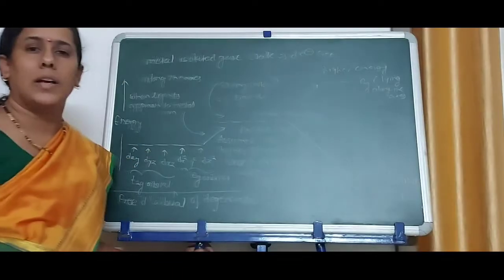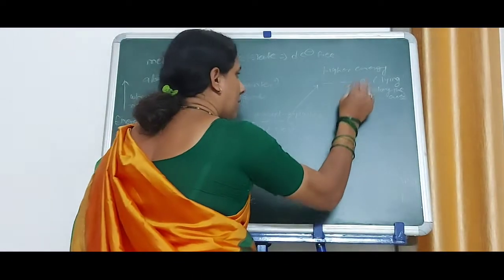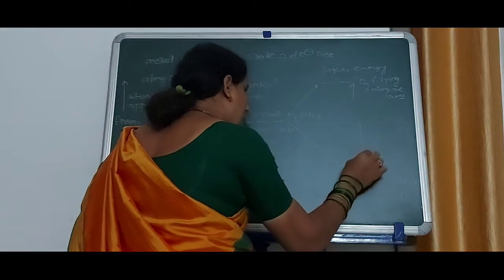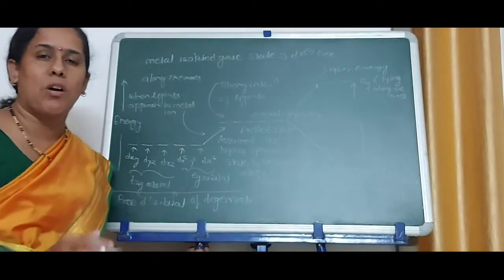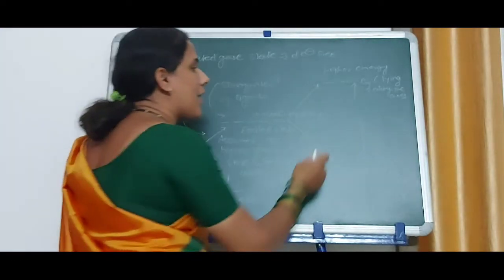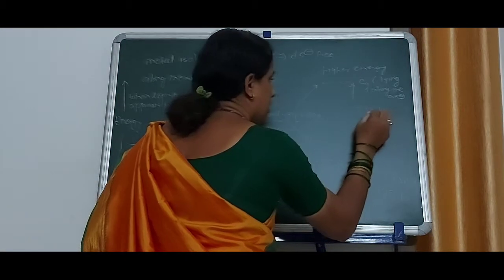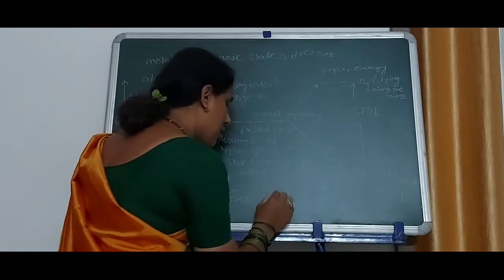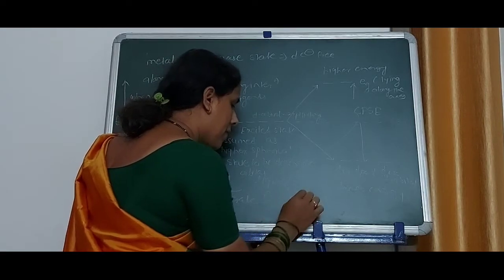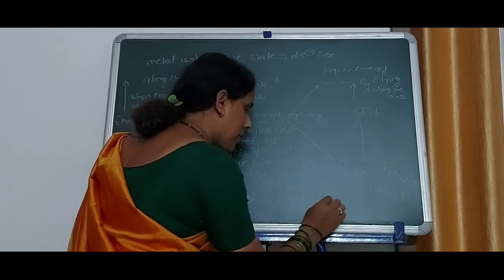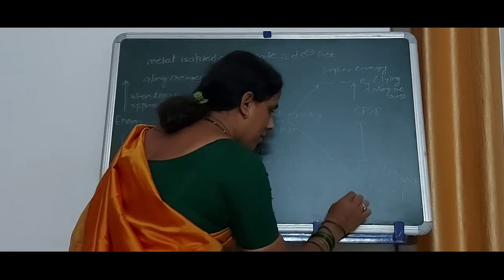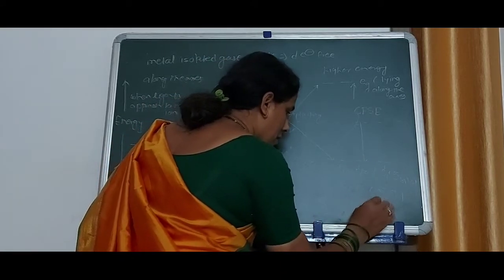Now, the gap between the two separations of the 5 d orbitals is known as crystal field stabilization energy. What is this? That is crystal field stabilization energy.